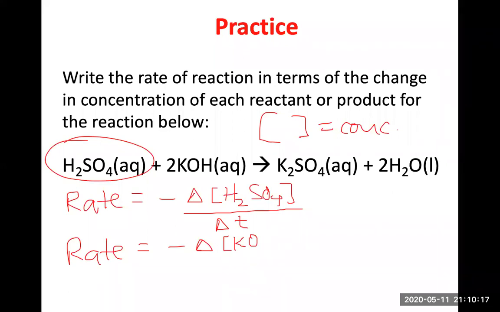The rate of disappearance of KOH over time. In this case, I've got to keep track of this 2, so I'm going to put a 1/2 here as well. These two values are equal to each other. They're both equal to the rate.